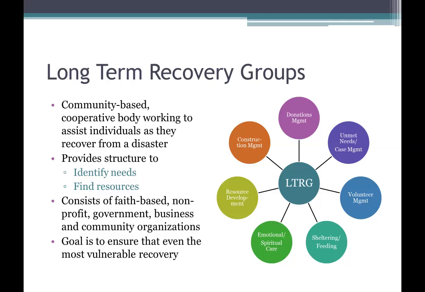Sometimes long-term recovery groups can include all the different topics, and so they might have a group who are focused specifically on emotional and spiritual care and working with the community to provide those services, or it might be on donations management. So you kind of get the idea. It's really a group that can be as unique as each community is.